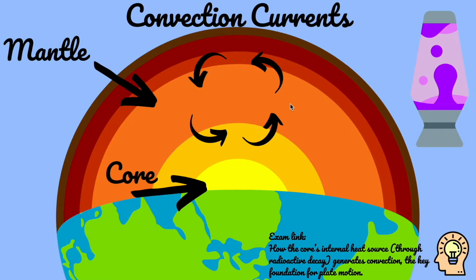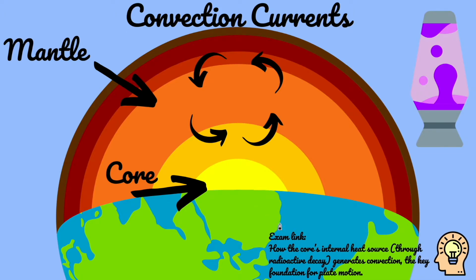So first of all, just a little recap: convection currents. They are the circular movement within our Earth's mantle. They work very similarly to a lava lamp. So with the heat, the energy coming from the lamp at the bottom, causing it to rise up to the top, the cooling process and the sinking. So this is exactly the same as what is happening within our Earth.